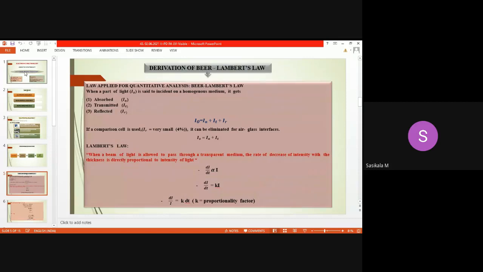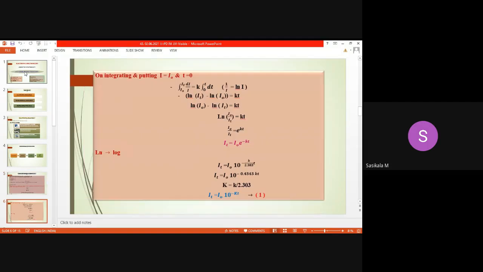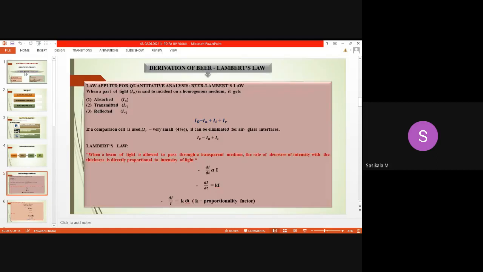Then the derivation of Beer-Lambert's law we have seen. It is related to the intensity of absorbed light, the intensity of transmitted light, and the intensity of reflected light. Reflected light will be very small and a negligible amount, so it will be eliminated. So we will take only absorbed light and transmitted light. And we have seen Lambert's law and Beer's law. Lambert's law says absorption is directly proportional to the thickness of the medium.